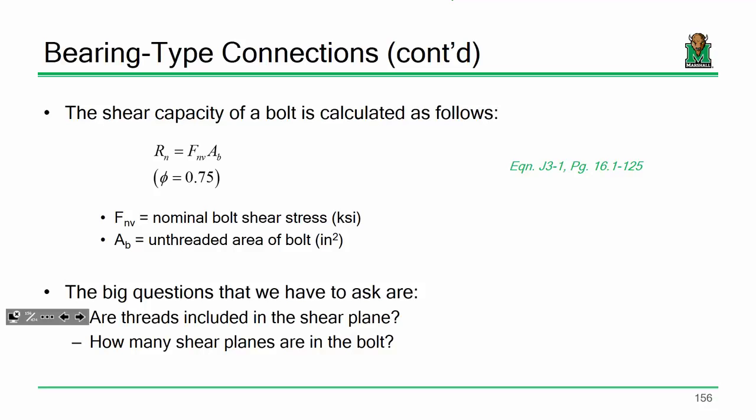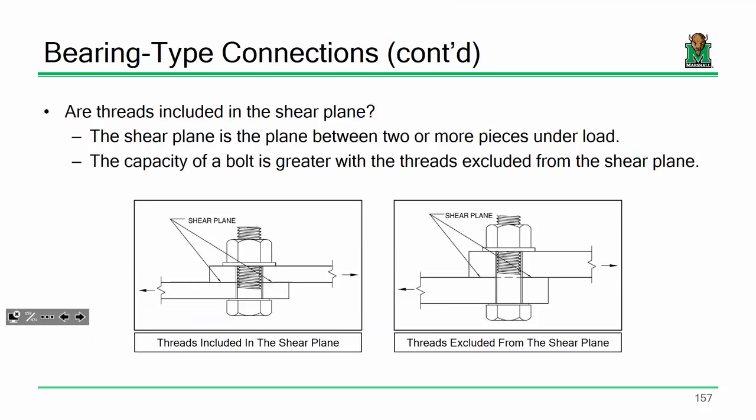And you'll tend to find that pattern across the board for just about everything that we do in this class. If we're talking about yielding, our phi value tends to be around 0.9. But if we're talking about fracture, our phi value tends to be 0.75. Again, if it yields, it sucks, but it's still there. If it fractures, it's popped in half, so that's an issue. So far, so good? Okay. So we've got a couple questions that we need to answer. Number one, are the threads included in the shear plane, and how many shear planes are there? Okay. So let's take them one at a time.